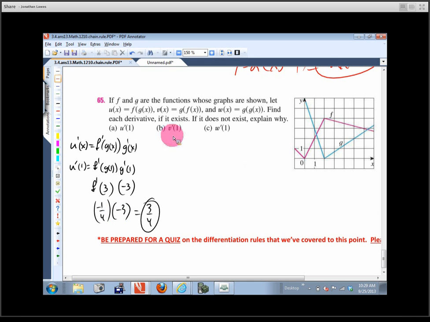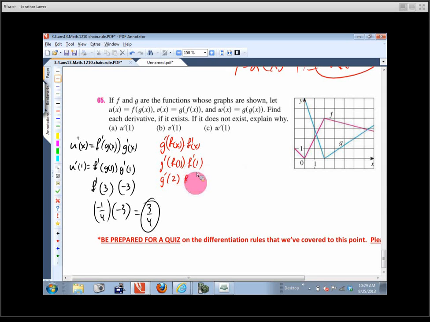So let's figure out what v prime is. V is g of f of x, so that's going to be g prime of f of x times f prime of x. Okay, so let's figure out what these two quantities are here. Let's figure out g prime f of 1 times f prime of 1. So let's figure out what f of 1 is. F of 1 is 2, so that's going to be g prime of 2.